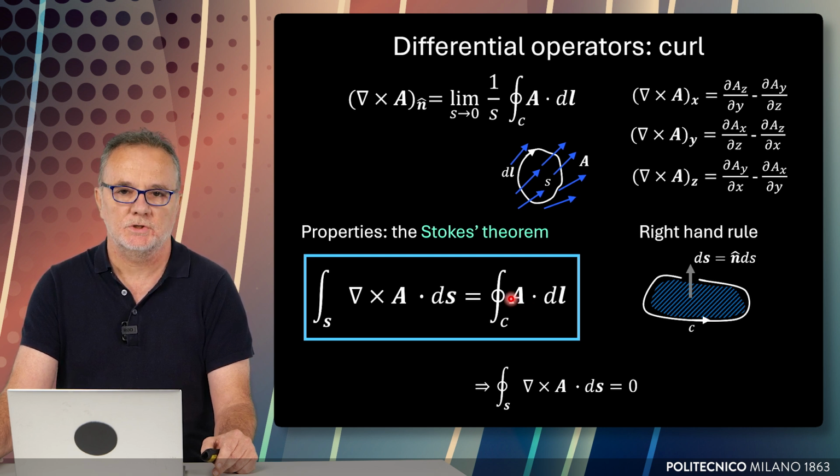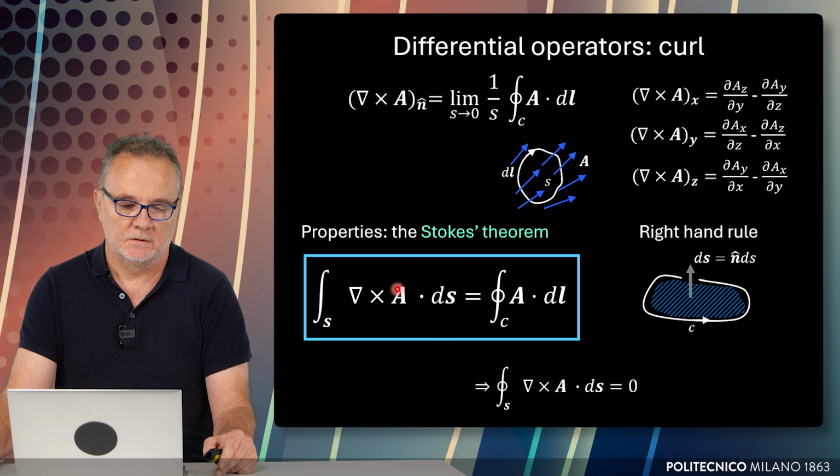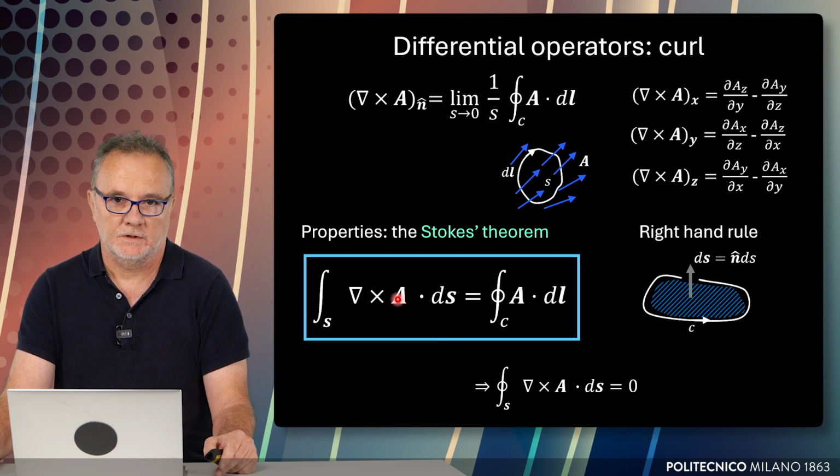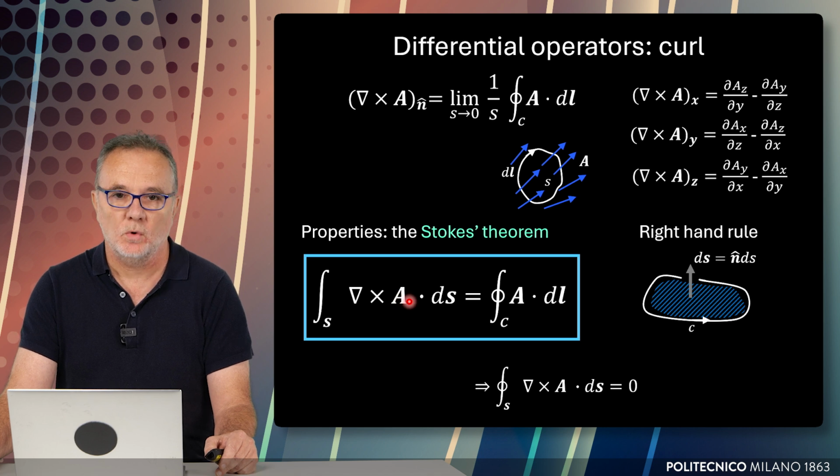And since the circulation of A on the boundary of the surface is independent of the actual surface but only dependent on the boundary, we also have that the flux of the curl of a vector field through an open surface depends only on the boundary of the surface. If the surface is closed, clearly the total flux of the curl of A is zero.